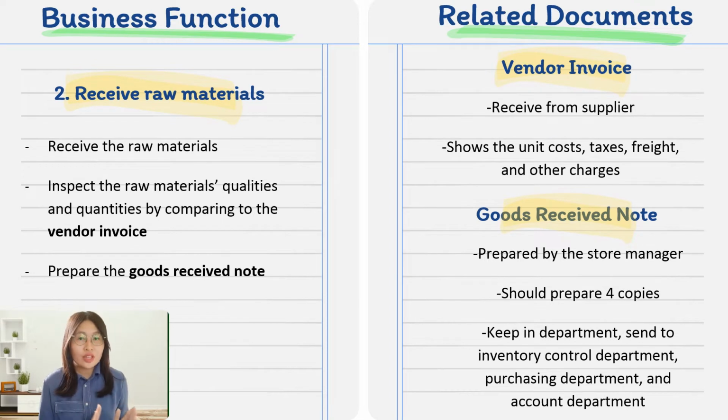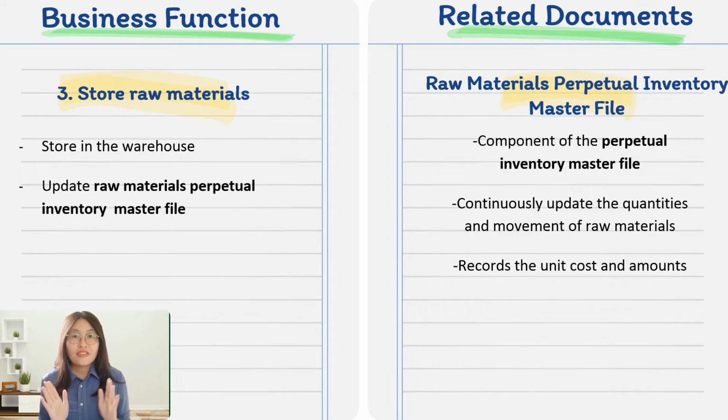After purchasing the inventory, of course, we will receive the inventory. Therefore, the store manager will inspect the quantity and quality of the inventory compared to the vendor invoice that is sent by the supplier. After that, the store manager will prepare the goods receipt notes. After that, the store manager will store the raw materials in the warehouse. Then, he or she will update the raw materials perpetual inventory master file.